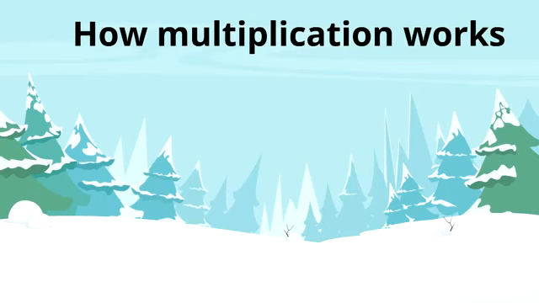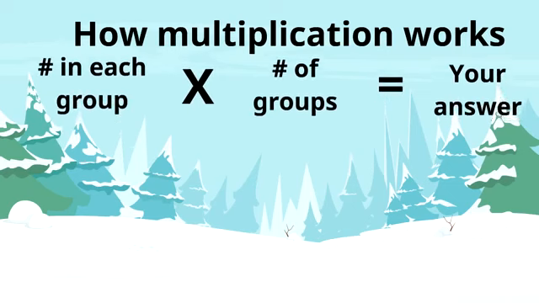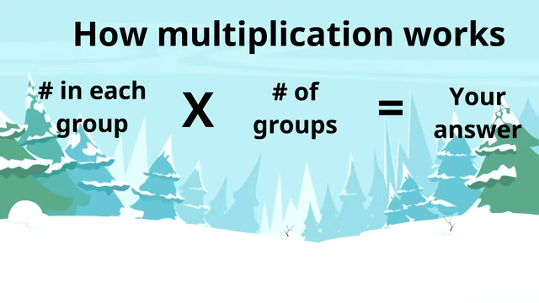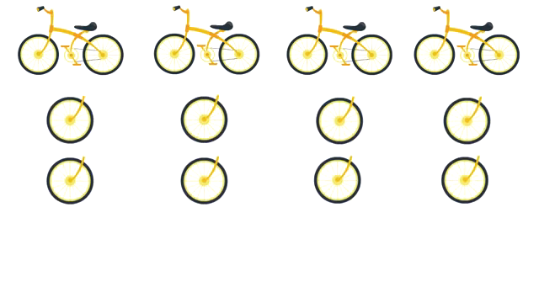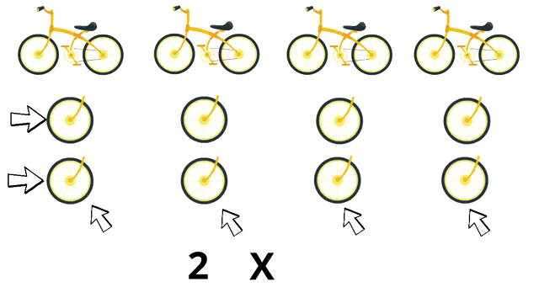Remember, this is how multiplication works. The number in each group times the number of groups equals your answer. Of course, to work, there has to be the same number in each group. All right, let's take this to the next level. Let's say someone has 4 bikes. And here are their wheels. Woohoo! You know how to do this now. Each bike has 2 wheels, so the first number we write down is the number 2. That's the number in each group. We're going to put the times symbol there and count the number of groups. 1, 2, 3, 4. So it's 2 times 4.